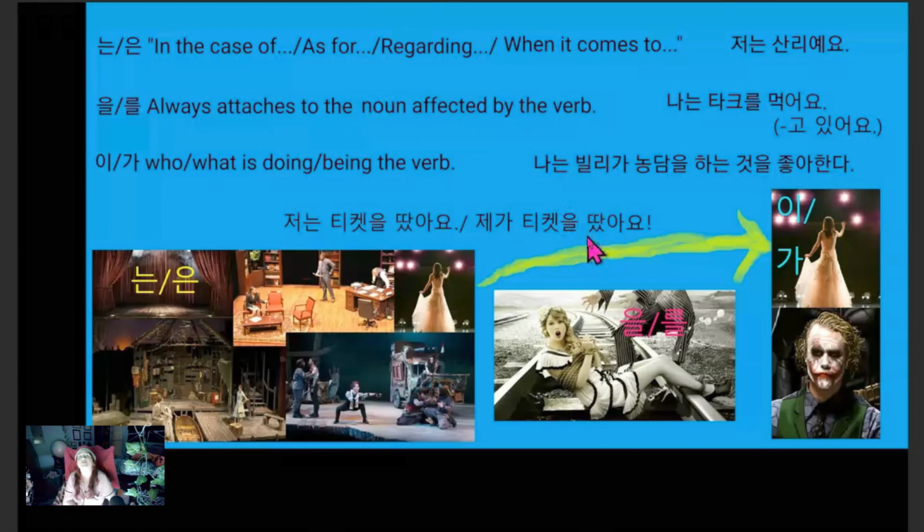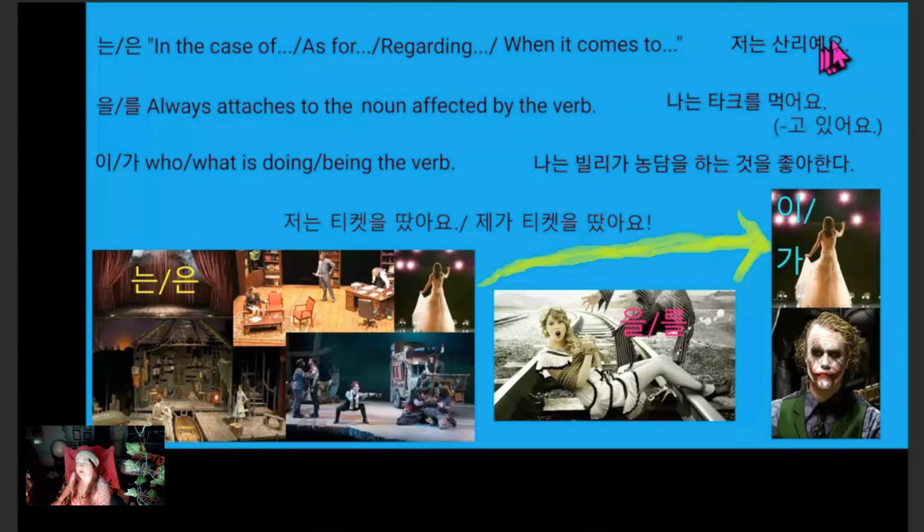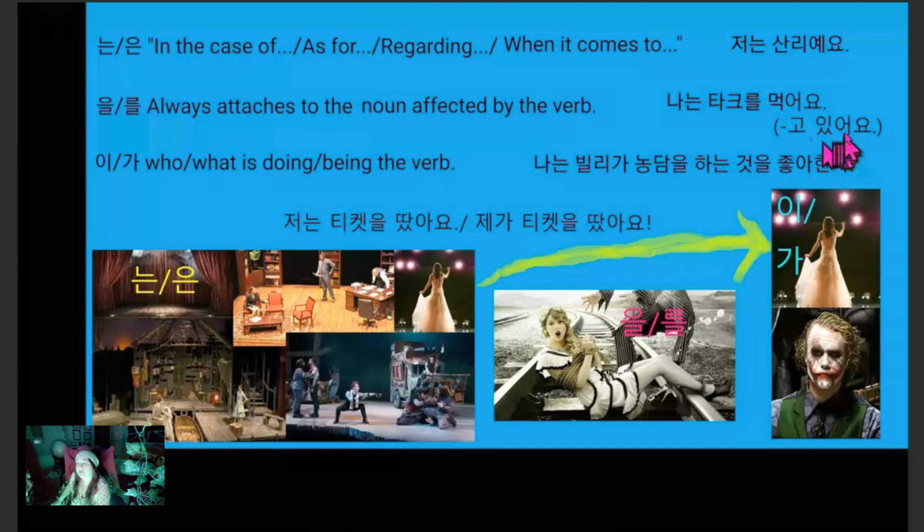So we have that split where the topic is not performing the action of the sentence. So whenever that happens, whoever is performing the action, they get their own marker, whether it's an 이 or a 가. In this case, Billy, a guy named Billy. It ends in a vowel, so we have 가 after his name. So that is the difference between the topic marker, the object marker, and the subject marker.